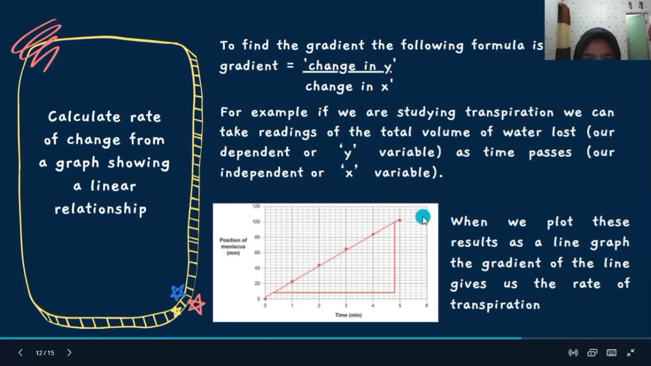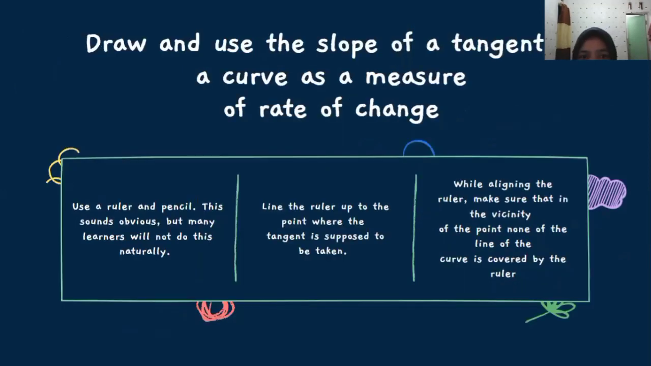Okay, next is about drawing and using the slope of a tangent to a curve as a measure of rate of change. First, use a ruler and pencil. This sounds obvious, but many learners will not do this naturally. The second is to line the ruler up to the point where the tangent is supposed to be taken. The third is that while aligning the ruler, make sure that in the vicinity of the point, none of the line of the curve is covered by the ruler.